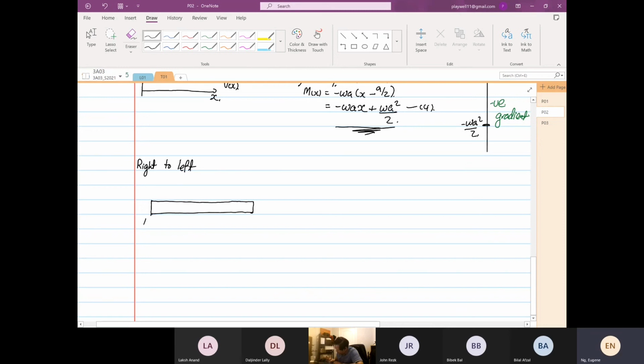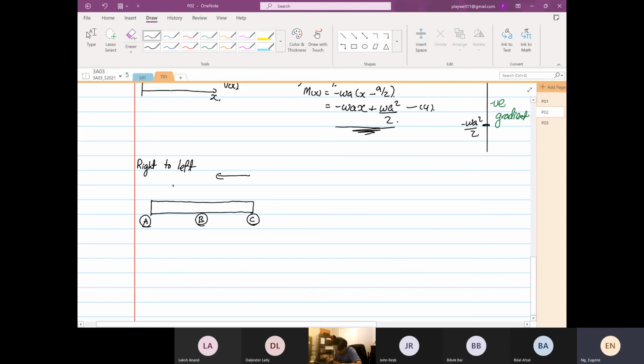So this is point A, point B, and point C, right? If now we want to do our analysis from right to left, you need to find the reaction from right to left, or at point C. So we need to find what's the reaction.